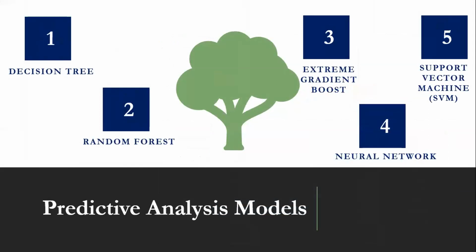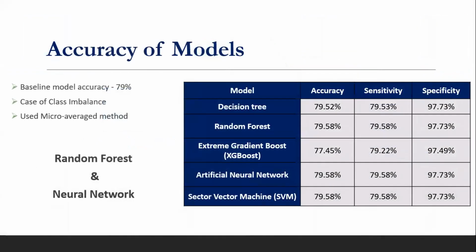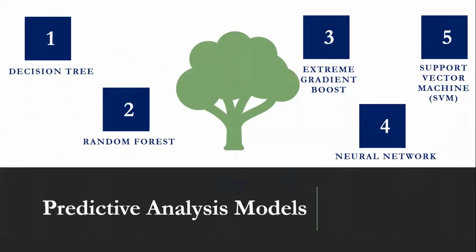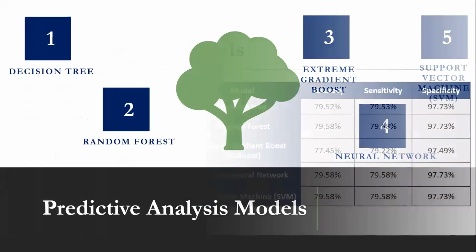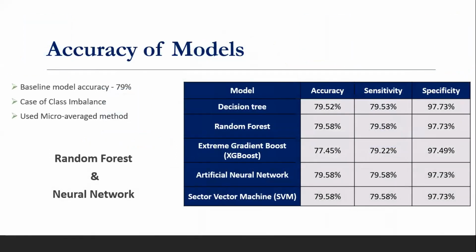Now we move on to the predictive analysis models. We have used 5 models here: decision tree, random forest, extreme gradient boost, that is XGBoost, neural network, and support vector machine, SVM. These models were used because for multi-classification, they are some of the most popular. Our baseline accuracy was 79%.